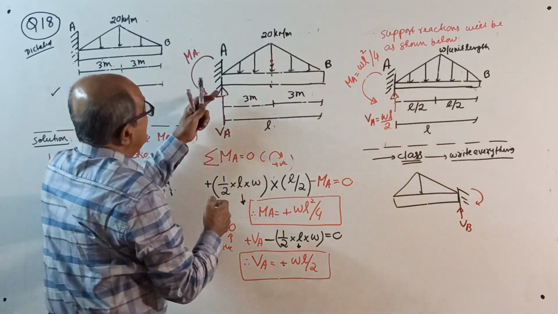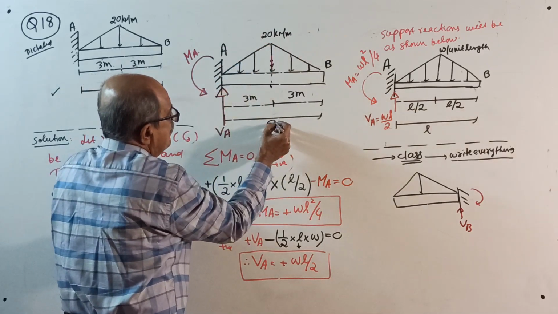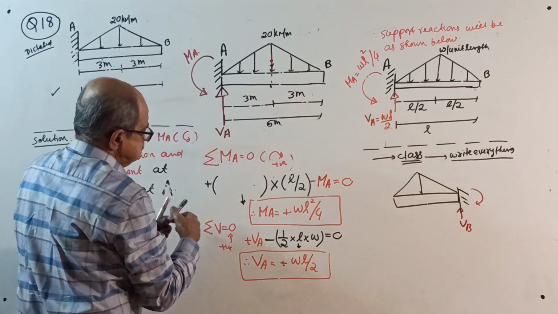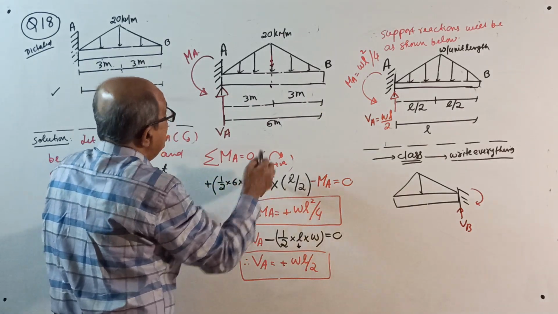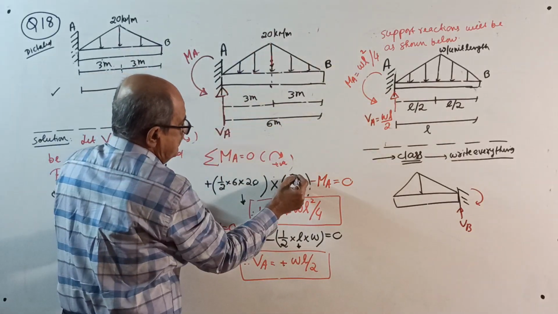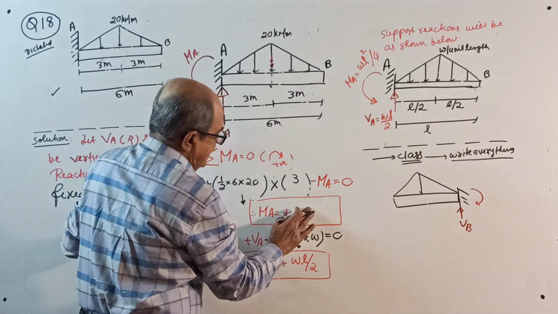Start. Take moment about A. Plus half into 6 into 20 is the total load. Half into 6 into 20 into exactly 3 meter, 3 minus MA equal to 0. Your MA will come.